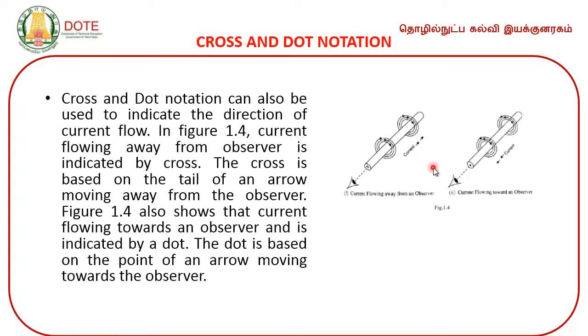Here is one more notation called cross and dot notation to find out the direction of magnetic field lines. Cross and dot notation can also be used to indicate the direction of the current flow. In figure 1.4, the current flowing away from the observer is indicated by the cross. The cross is based on the tail of an arrow moving away from the observer. Figure 1.4 also shows that the current flowing towards an observer is indicated by a dot. So, this is the dot and this is the cross.